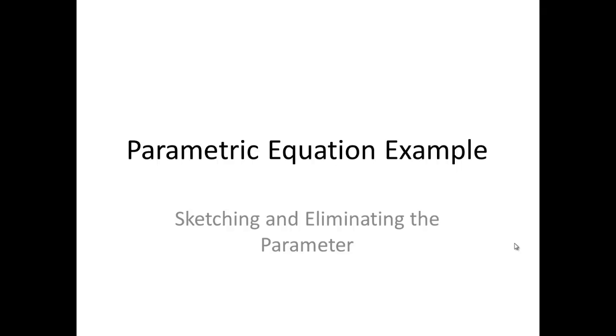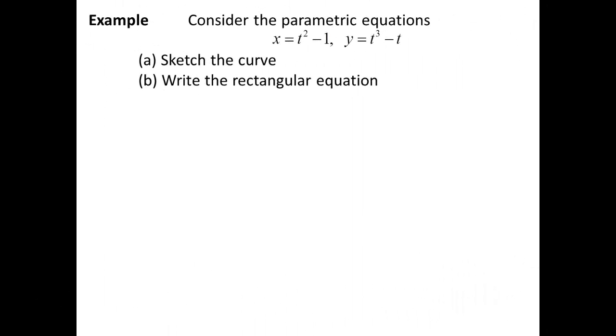Hey folks, here's another example dealing with parametric equations. Didn't have time in class, so I thought we would do one more here where we will sketch parametric equations and also look at eliminating the parameter. So we're going to look at this set of parametric equations. X equals t squared minus 1 and y equals t cubed minus t.